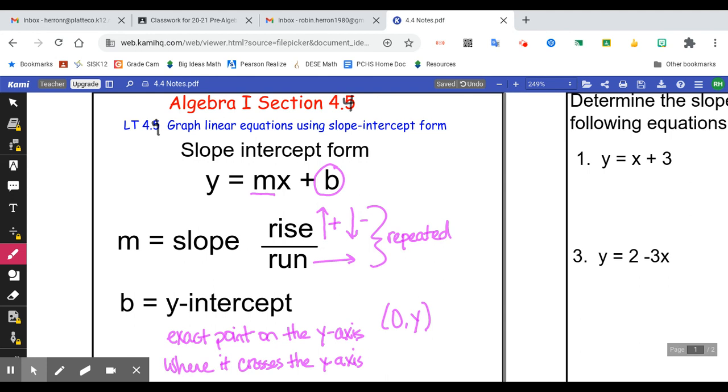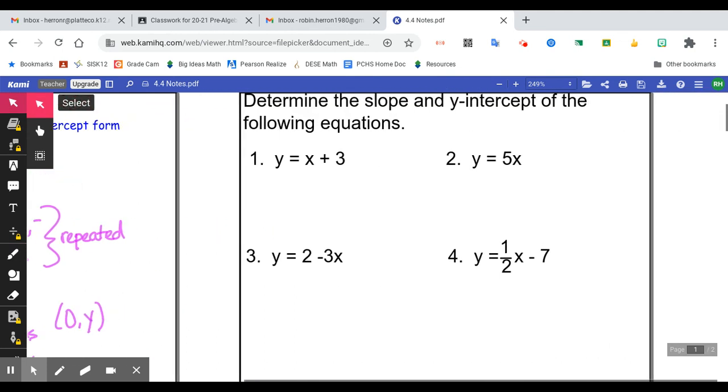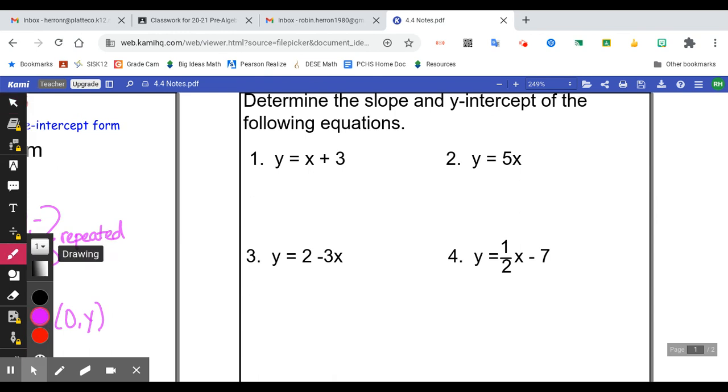To review just a little bit from the last lesson, let's talk about M and B in the equations again, just to refresh your memory a little bit. So for these first couple, when we're doing the equations, we're going to determine what the slope and the y-intercept of the equation is. Okay, so remember your slope is M and your y-intercept is B.